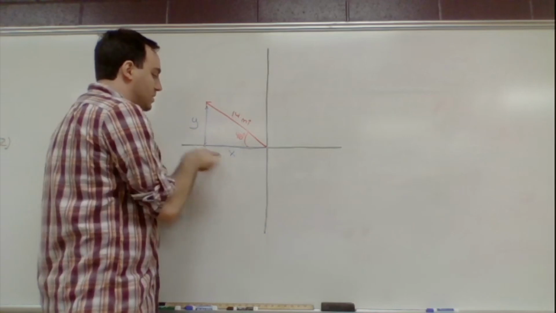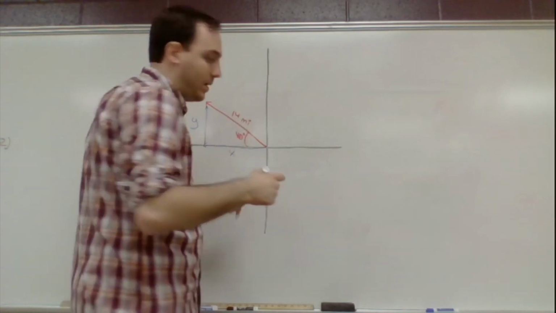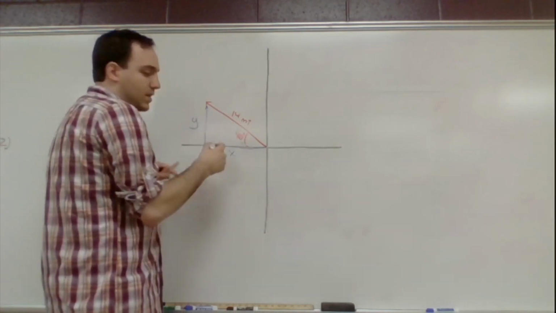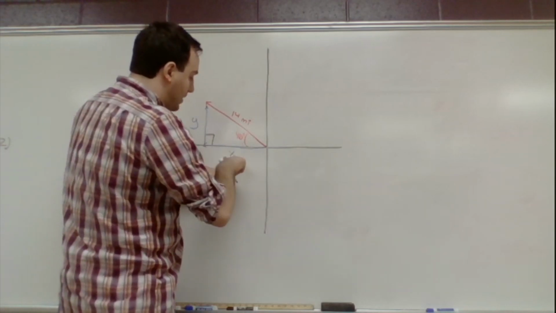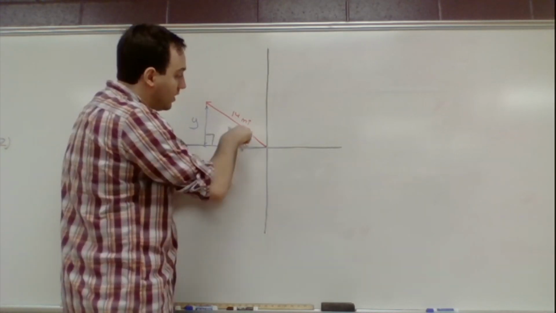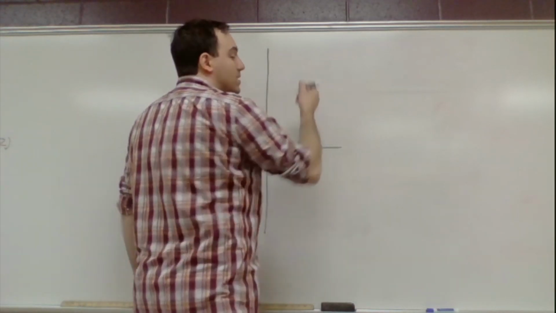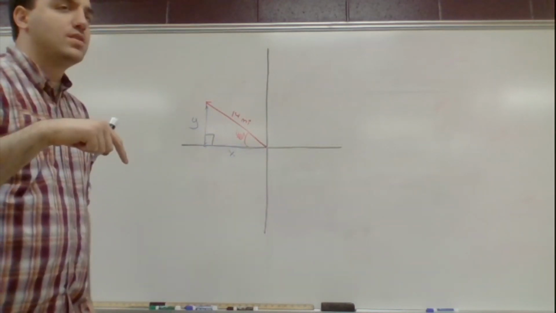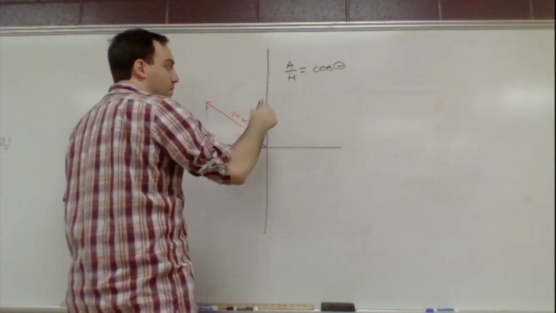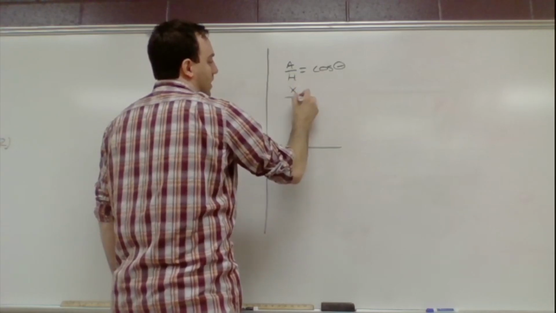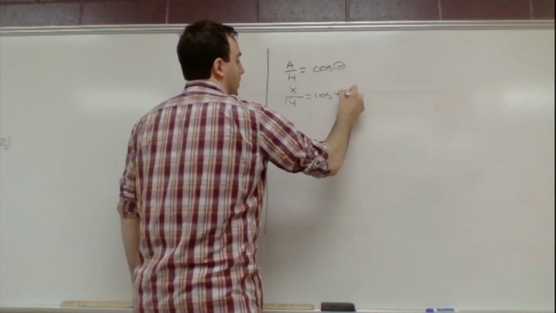We need to break this up into two vectors. So let's start with x, since it comes earlier in the alphabet. We have a right triangle once again because we're just splitting it up into vectors. In this case, x is the side adjacent to my angle, and 14 miles is my hypotenuse. If I go back to SOHCAHTOA, adjacent and hypotenuse is going to be cosine. So if I plug in my numbers, x over 14 miles equals cosine of 40.